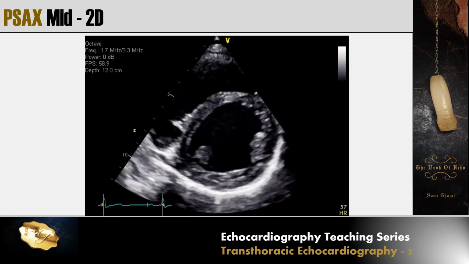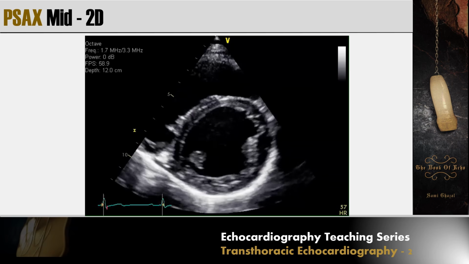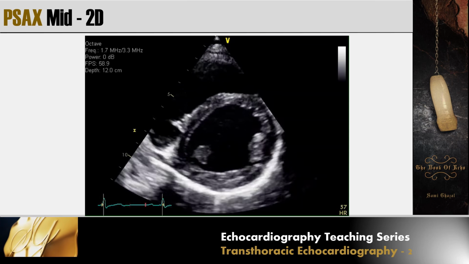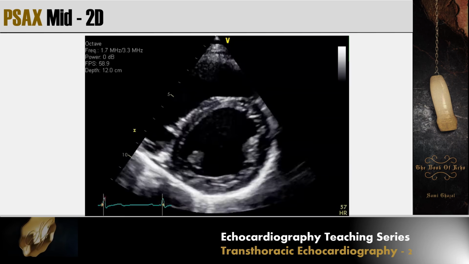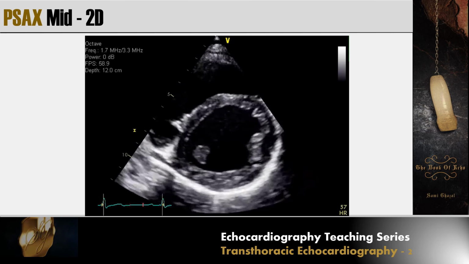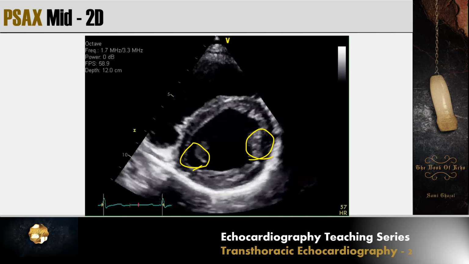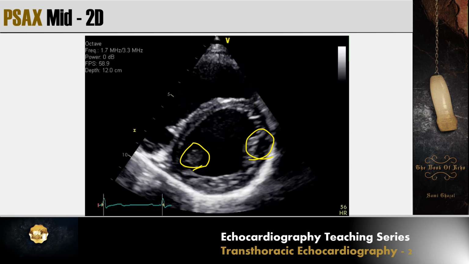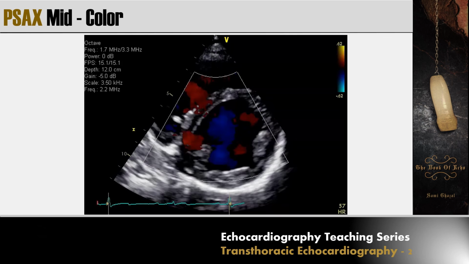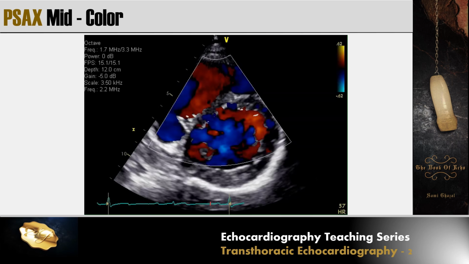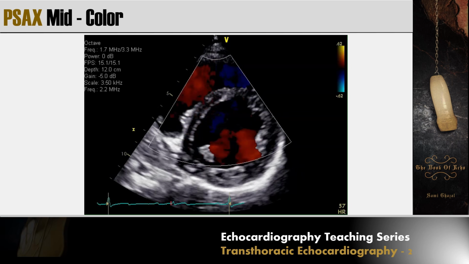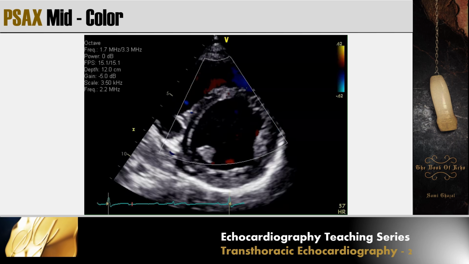Then we will acquire parasternal short axis at the mid-level here, where we can see clearly the papillary muscles, the posteromedial and the anterolateral papillary muscles. A color Doppler is then put here, and again you should include the interventricular septum.